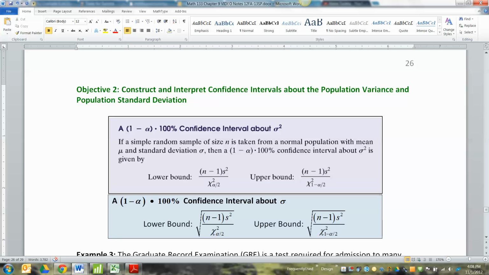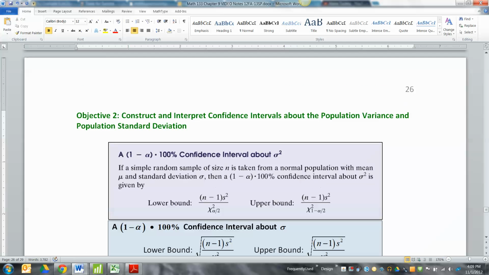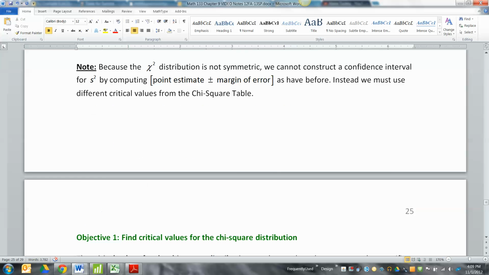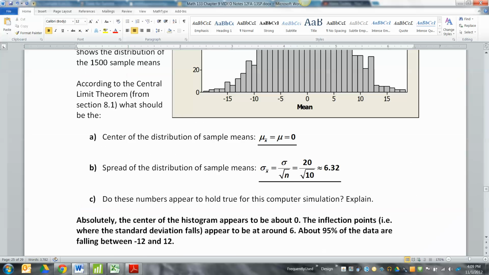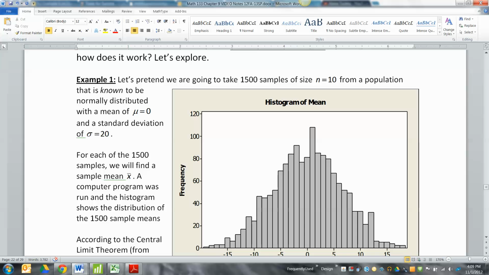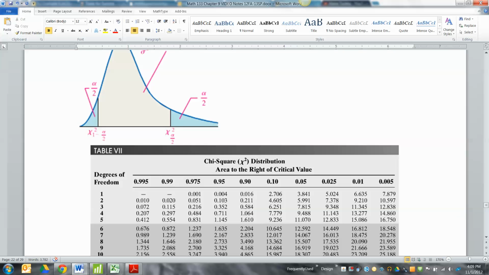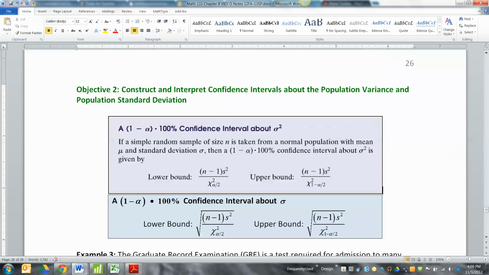Okay. Keep in mind that you still have to have a simple random sample from a normal population. The population still has to be normal, just like it was for both the confidence intervals for the mean and the confidence intervals for proportions, because remember, that's where the chi-square distribution was created from in the first place. This data was normal when I had the computer calculate it. So we need it to still be normal, even though we're not going to be working with the normal distribution, we're working with the chi-square distribution.